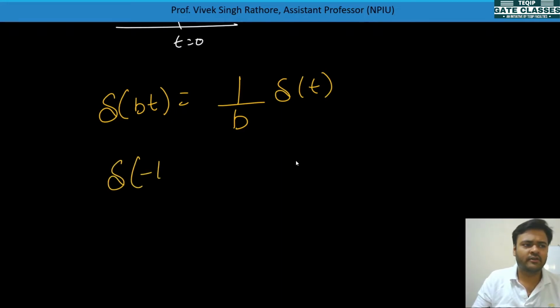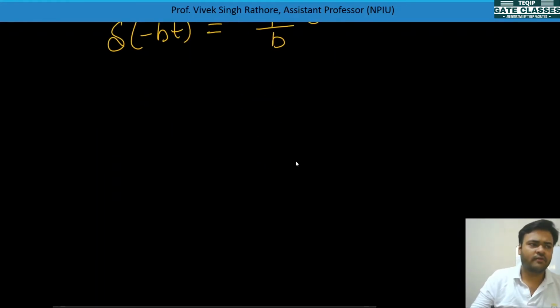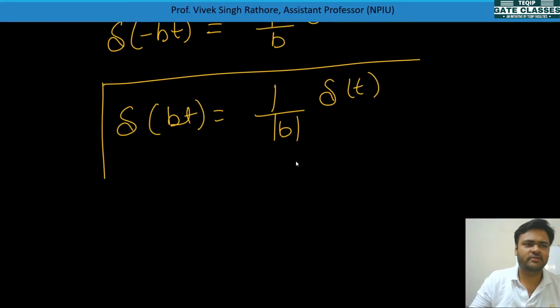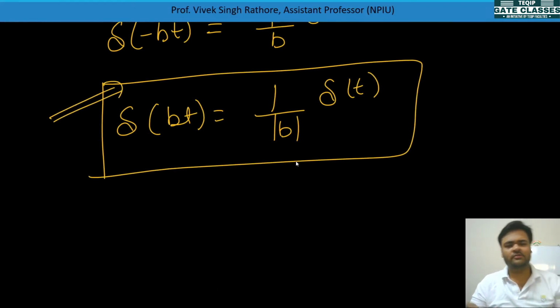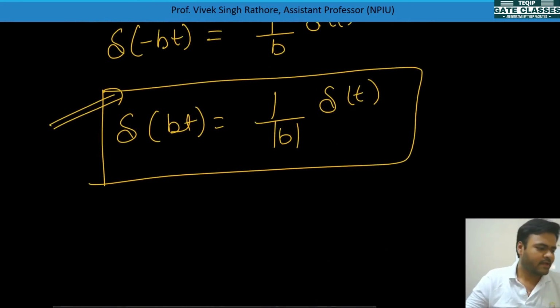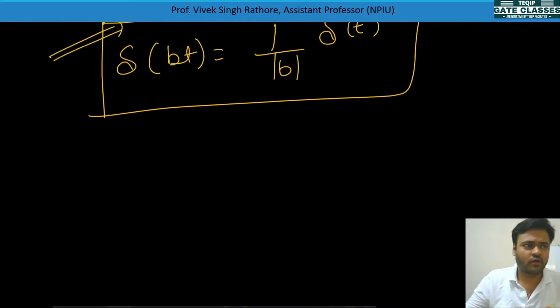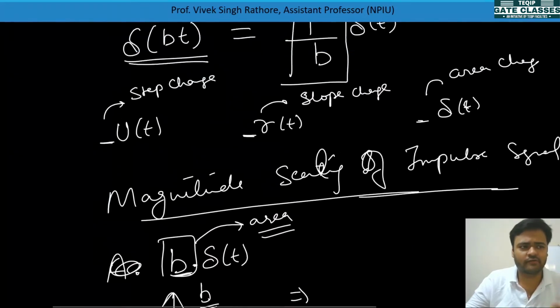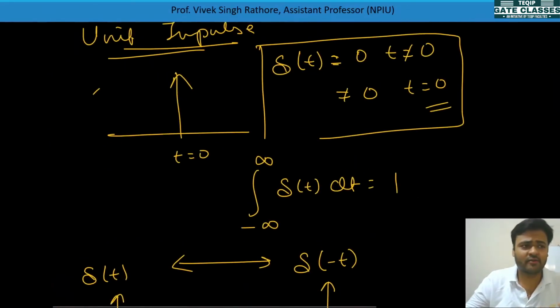So when you do delta of minus bt, you also get 1 by b of delta t. That means whatever your scaling factor is, plus or minus, you get the magnitude as positive only. So this relation can be proved. You should know this relation and understand it in a better way. I think that was time scaling and time reversal for all types of signals. We have seen unit impulse, unit step, and unit ramp also.